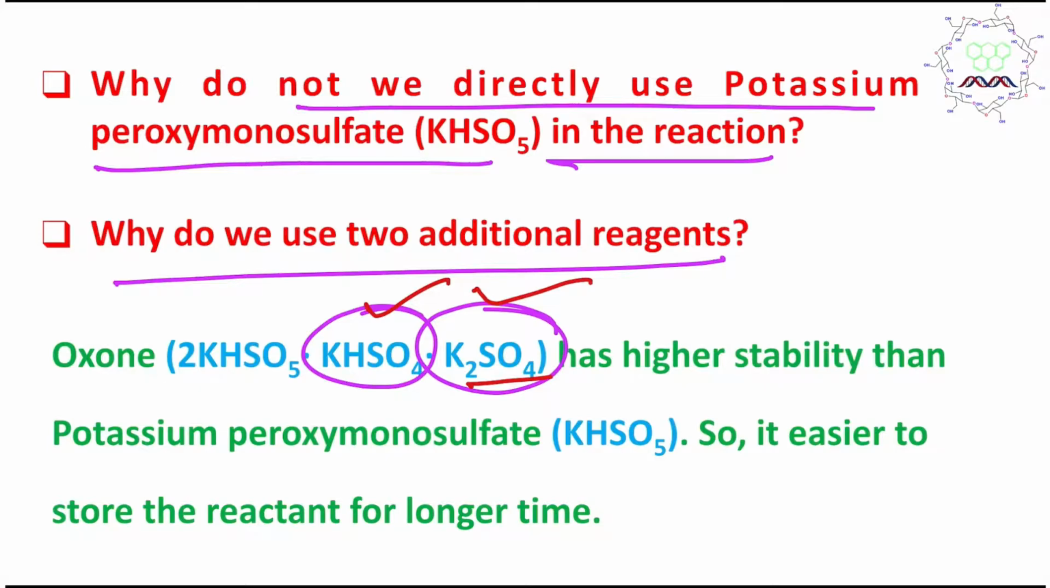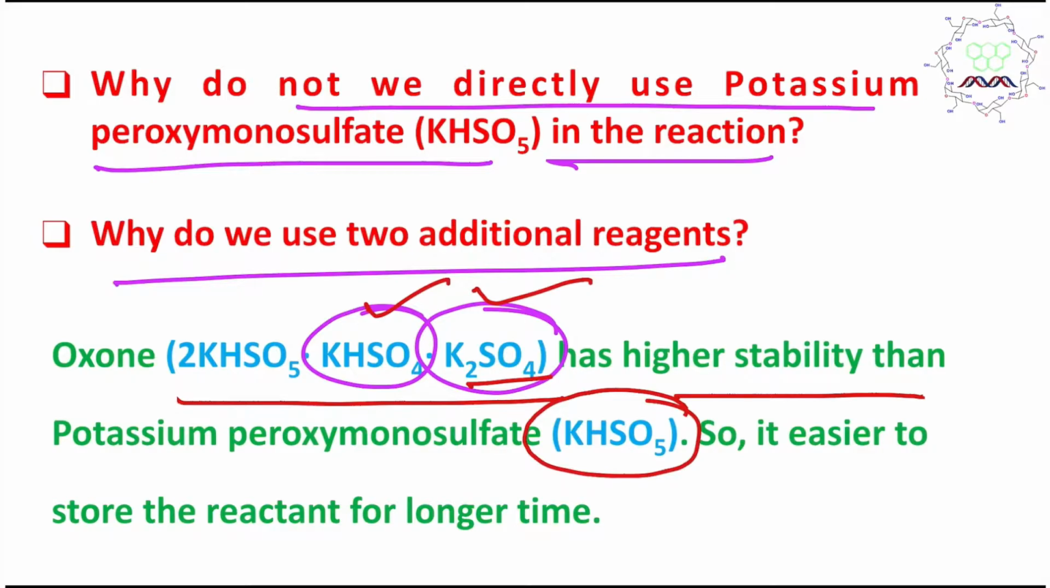This is because, student, this triple salt mixture has higher stability, means this oxone has higher stability than this KHSO5, which is the main component. This is because oxone is actually a solid triple salt, so it crystallizes. When something crystallizes, you may consider the maximum purity is there in the crystal. Second, its decomposition is less compared to the KHSO5 itself. So it is safe, it is easy to handle, it is solid.